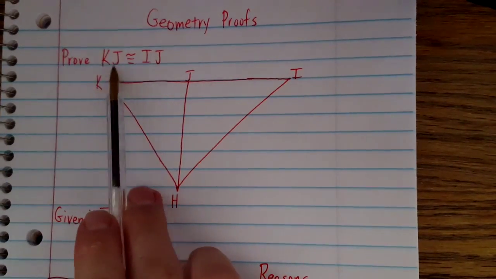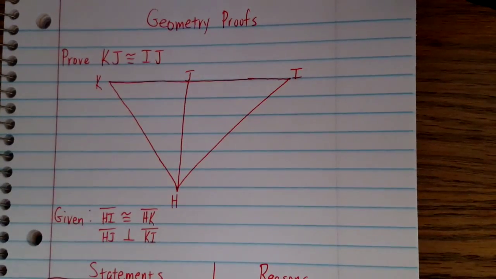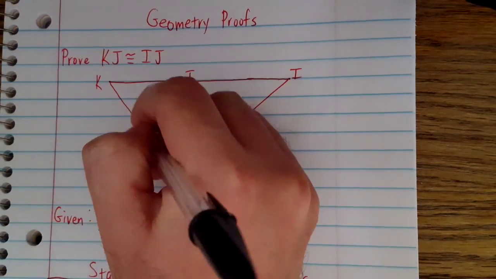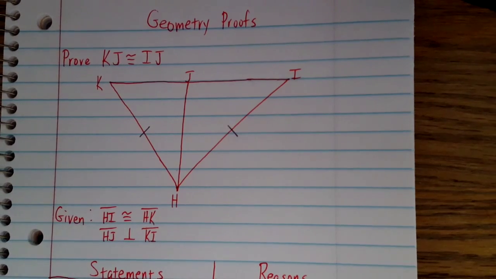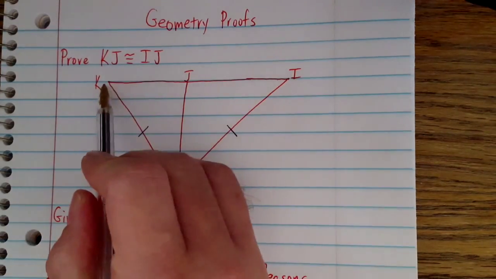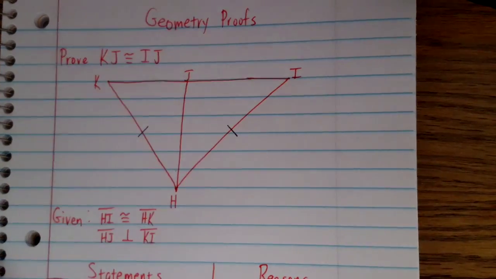They want us to prove that KJ, this segment, is congruent to IJ, that segment. And usually they're going to give you some stuff to work with. So the stuff that we're given to work with is that HI is congruent to HK. So this piece is congruent to that piece, and I'll go ahead and fill that in. They also gave me that HJ is perpendicular, that's what that sign means, to KI. So I got this piece is perpendicular to that piece, and that's going to have some significance for us and allow us to do this proof.